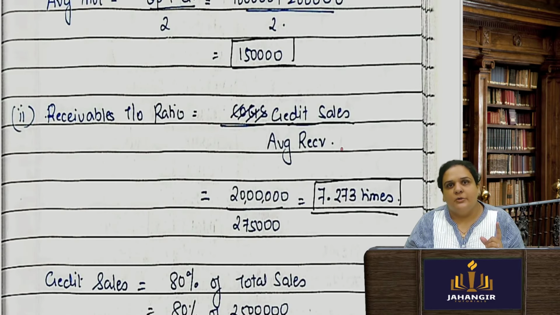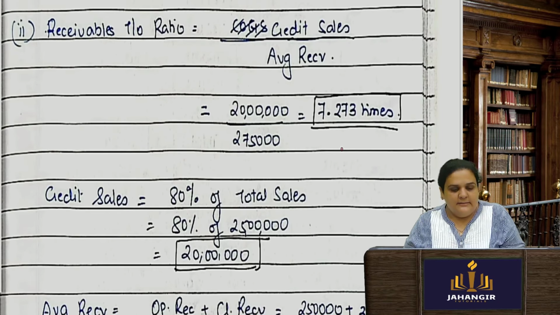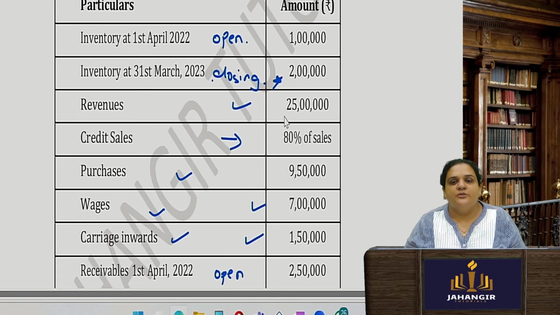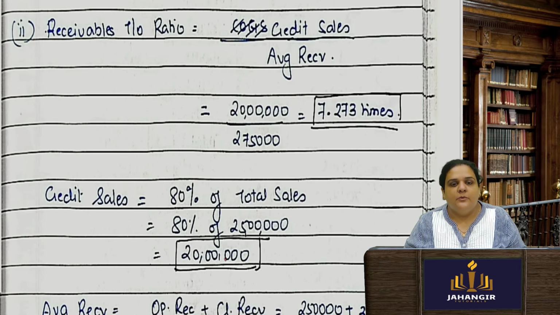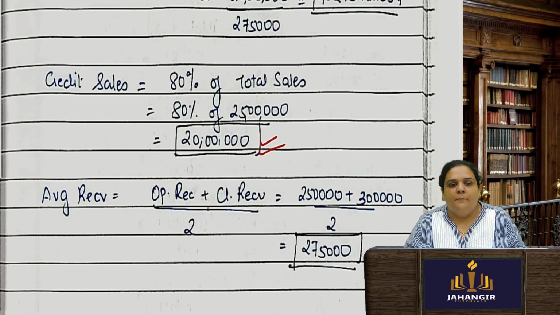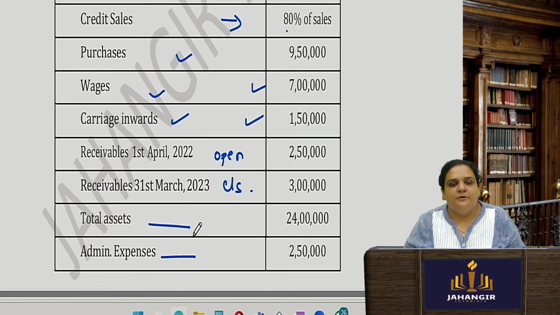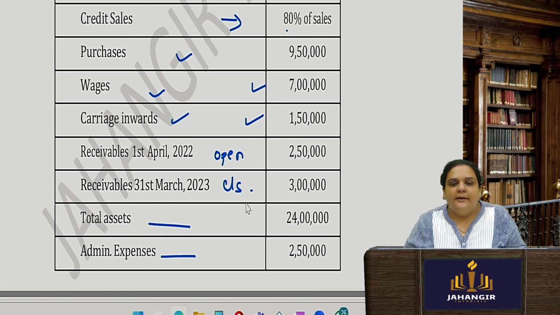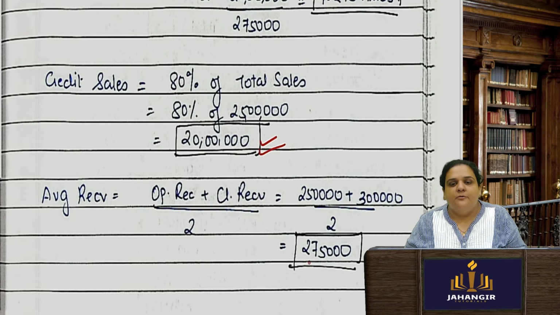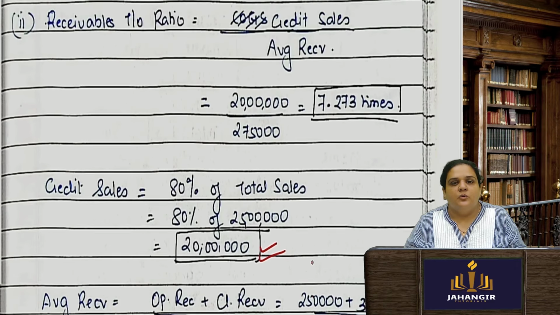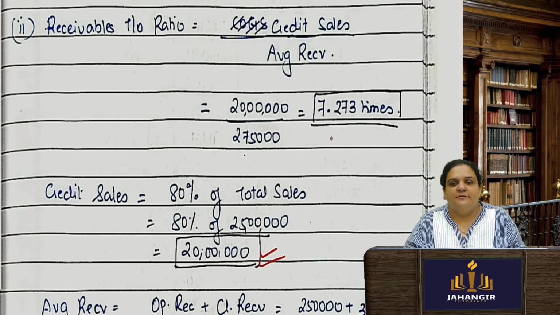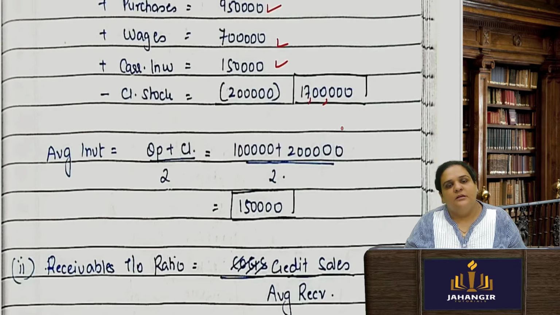Receivables turnover ratio is credit sales upon average receivables. How much will the credit sales be? They have told me my revenue is 25, 80% is on credit. So 25 lakhs into 80%, 20 lakhs. Average receivables will be opening plus closing upon 2, both given to me: 2 lakh 50 plus 3 lakh divided by 2, 2 lakh 75. So 20 lakhs divided by 2 lakh 75, 7.273 times. So simple.